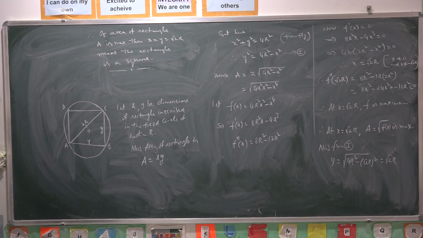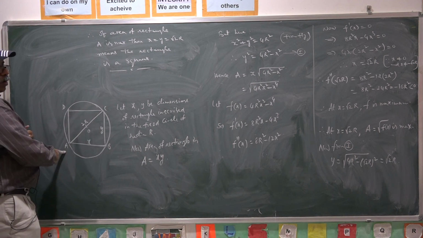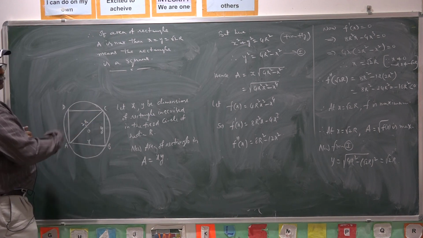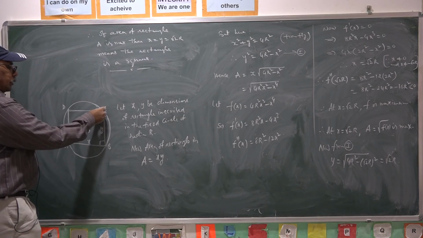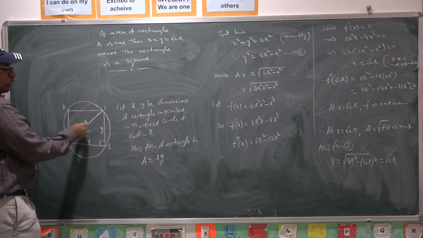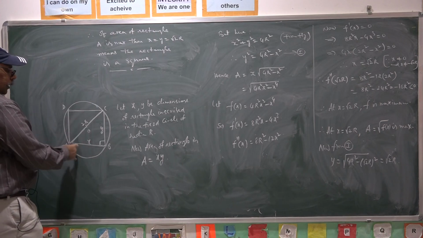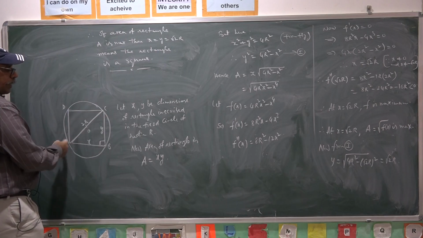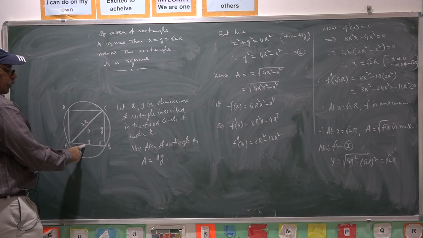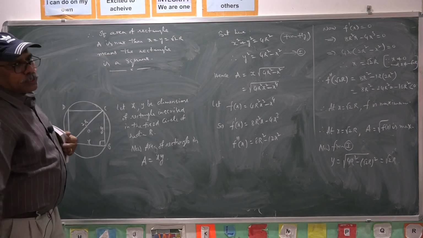This is also one important problem. Take a rectangle of dimensions x and y, and let r be the radius of the circle. Since here is 90 and here is 90, this should be the diameter of the circle, because the angle in a semicircle is 90. So hence this is 2r. Once this is x and this is y, x square plus y square must be 4r square.